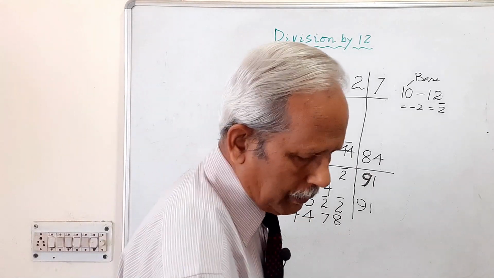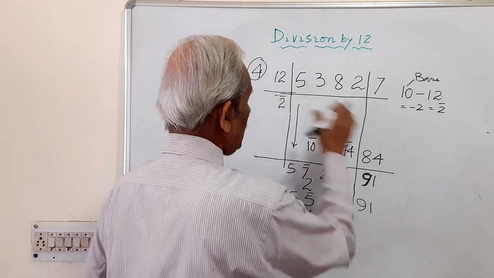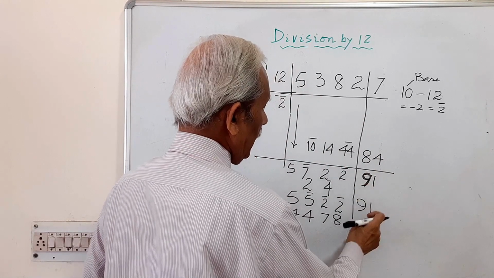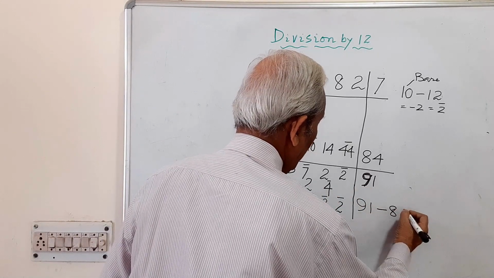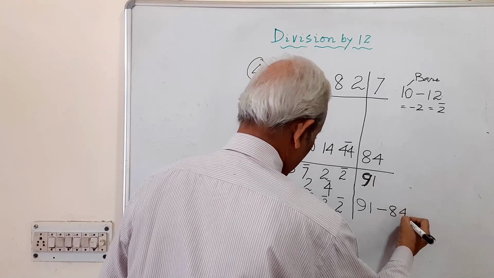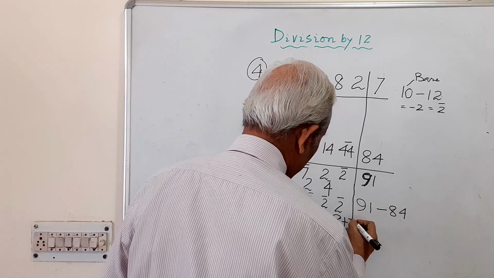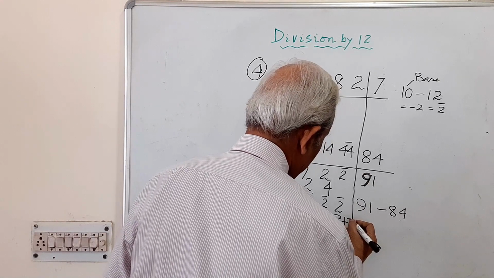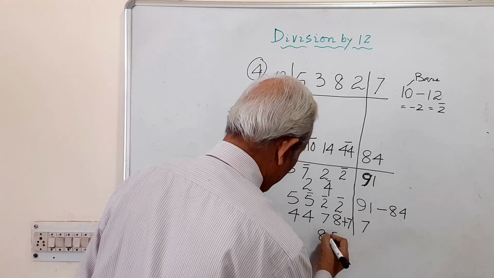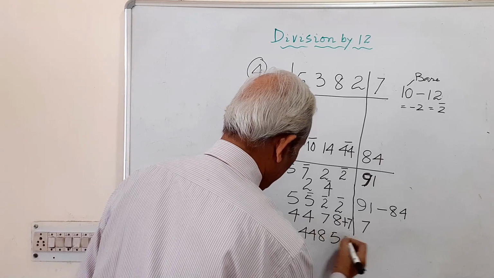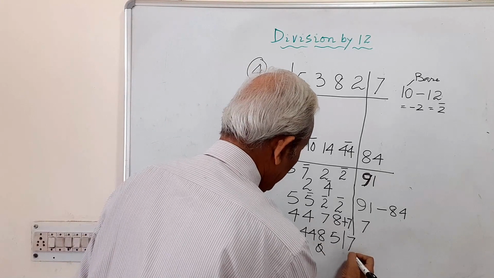Reduced by 1, that is equal to 4478. Now this 91, 12 goes how many times? 84, 7 times. 7 12s are 84. So reduce it by 84 and add 7 here. 7 times is added here, and this is 7. This becomes 4, 4, 8, 5 and 7. 8, 5 is the quotient and 7 is the remainder.